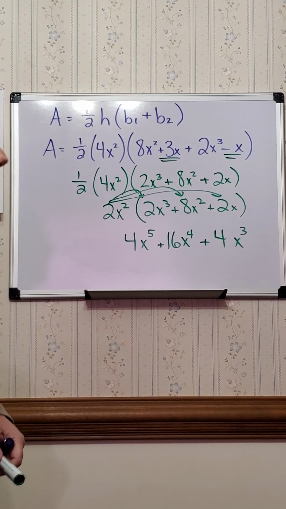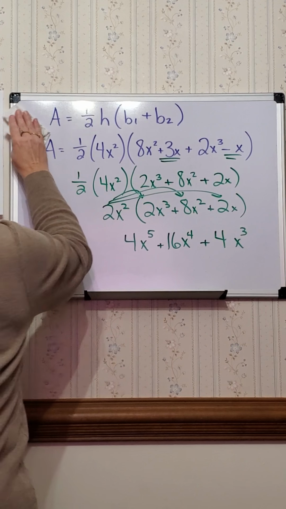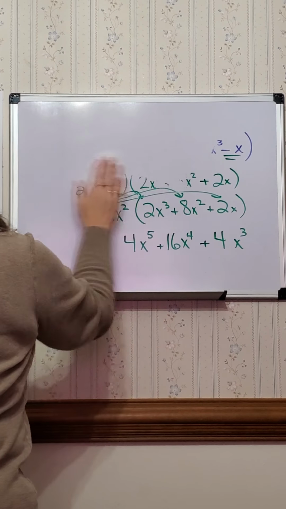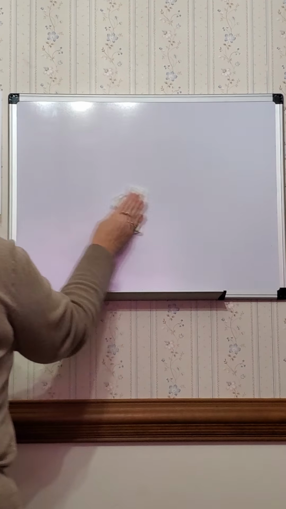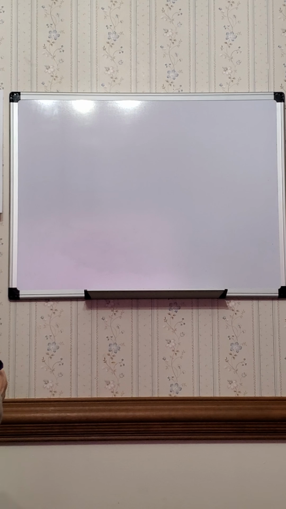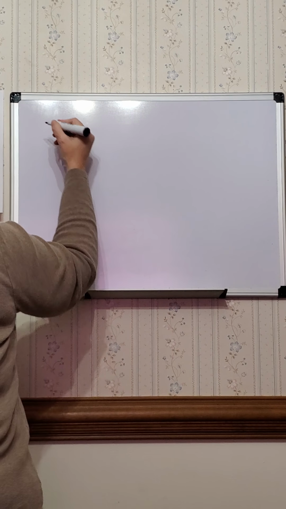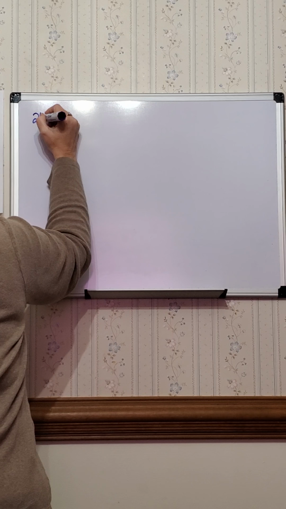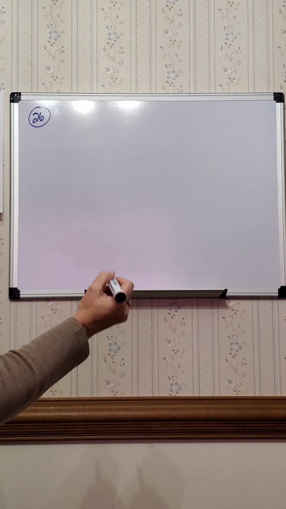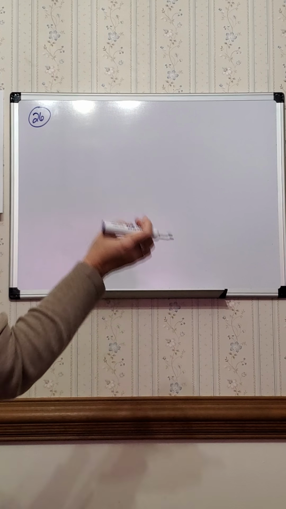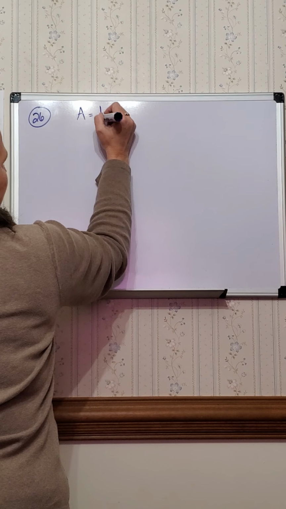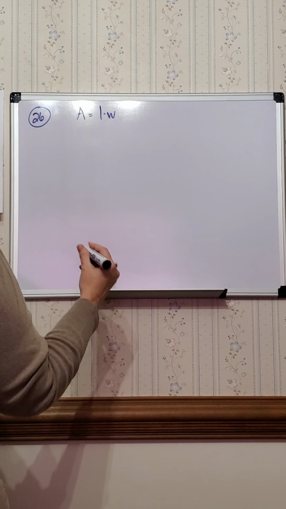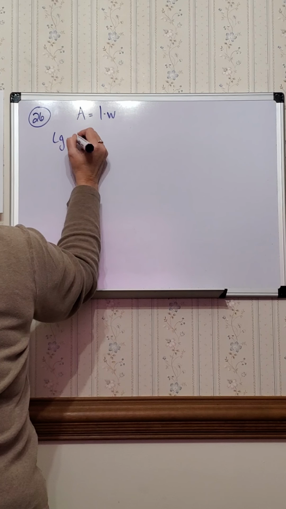All right, one more. Let's do one more together. This is the last problem, number 26. Now, when we read this, it says, find the area of the shaded region. So the first thing I have to do with this is find the area of the larger rectangle, and then find the area of the smaller rectangle. So remember, area of a rectangle is length times width. So let's do the larger one first.